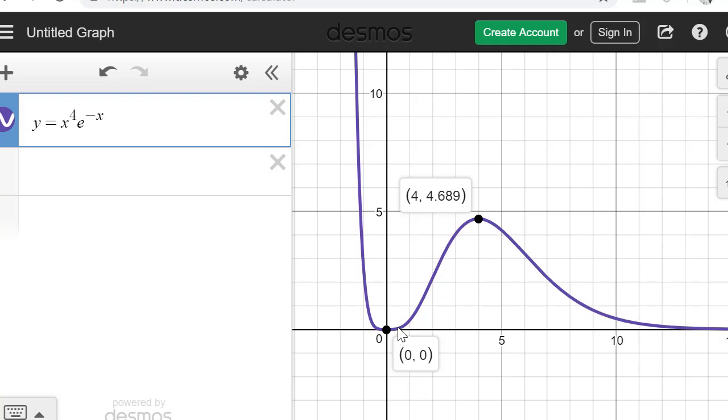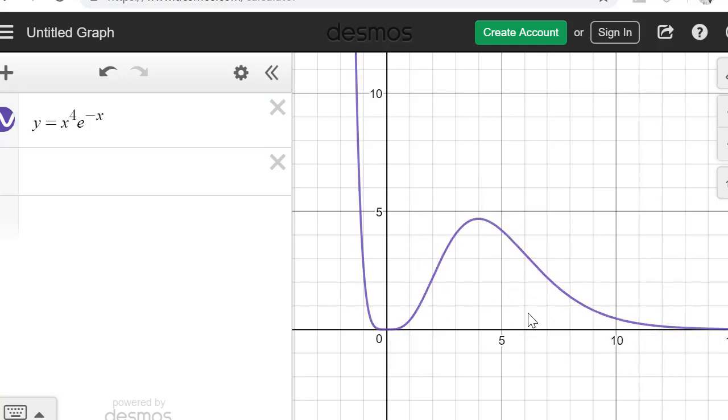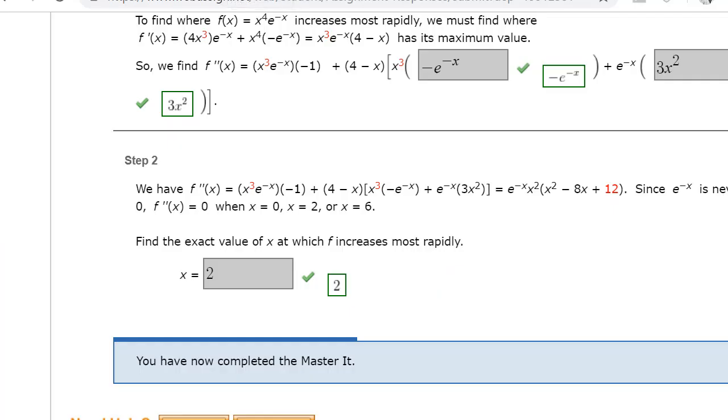And then the other important part of this is when x is equal to 2, we have the place where it's increasing the fastest. So imagine here it's going up, up, up, it's increasing, and after it increases the fastest here, it slows down and is still increasing, but it's slowing down, and then it's going to decrease. So this is the graph. It's always good to look at the graph, and that's the end of the problem.